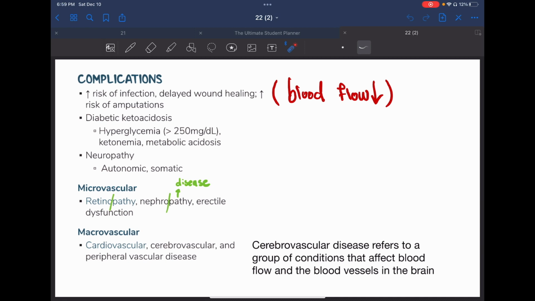The neurons can be in the autonomic system or somatic system. We can have microvascular diseases, right? Like retinopathy and nephropathy. Pathy means disease, so retinopathy means diseases related to the retina, and nephropathy is diseases related to the nephrons, and the patient can have erectile dysfunction. About macrovascular, it can be cardiovascular diseases, cerebrovascular diseases, and peripheral vascular diseases. And if you didn't know, cerebrovascular diseases are diseases related to the blood vessels and the blood flow into the brain.